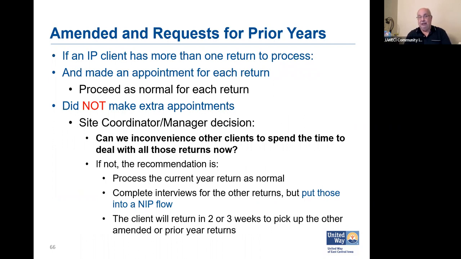Sometimes they're very diligent. They've got last year's return, they make 2 appointments. And that's good, because now we have an hour for each return. If they made an appointment for each return, great. Proceed as normal for each return. Fill out the correct 13614 intake, and then we'll do the 2022 and the 2021 taxes. We can only go back with the town 4 years. I think 2018 is the earliest year we can do this year.